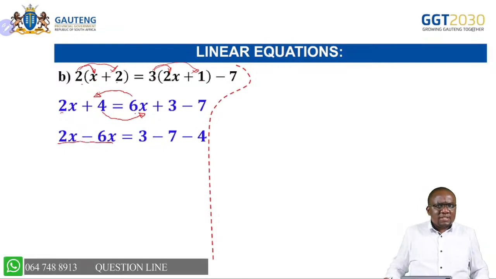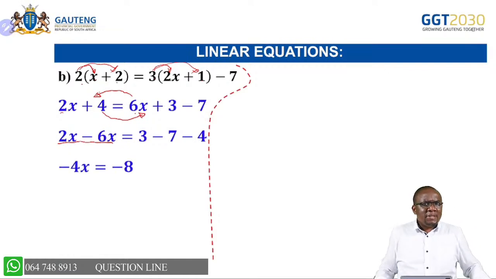What is 2x minus 6x? These are like terms. We can subtract them. It's negative 4x. What is 3 minus 7? That is minus 4. Negative 4 minus 4 is negative 8. Do you see that? So you get your answer like this.